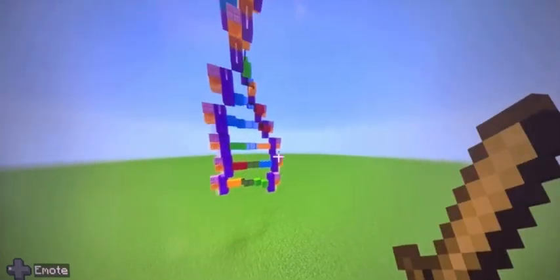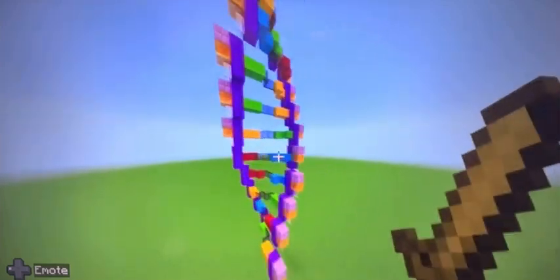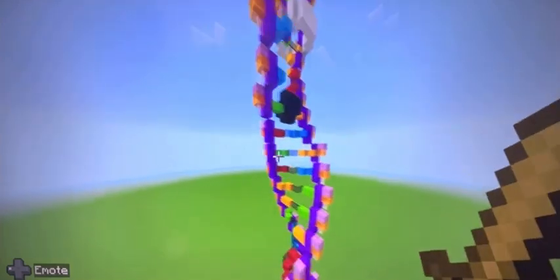Alright, so first I'm just going to give you a quick look at my entire structure from different angles, and I'm going to dive into explaining it.